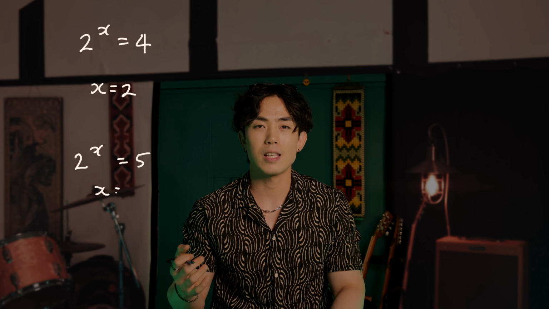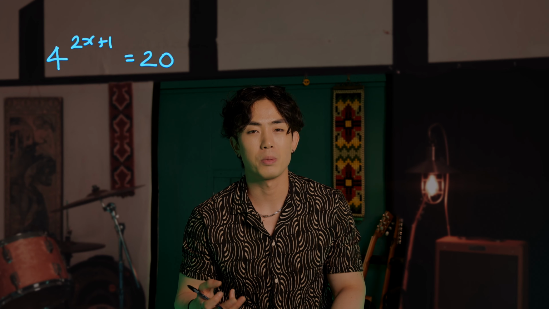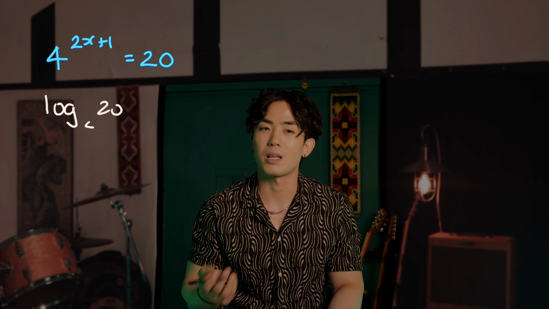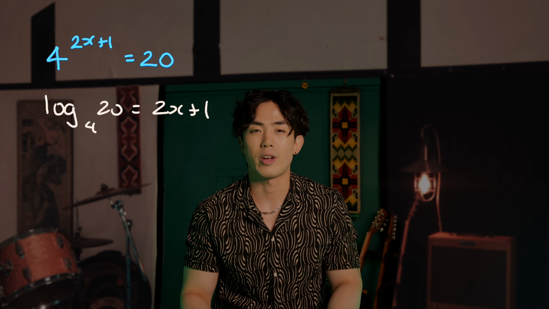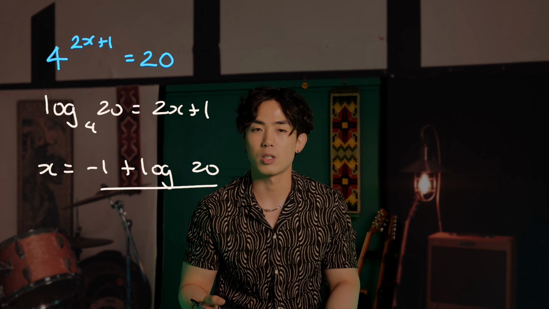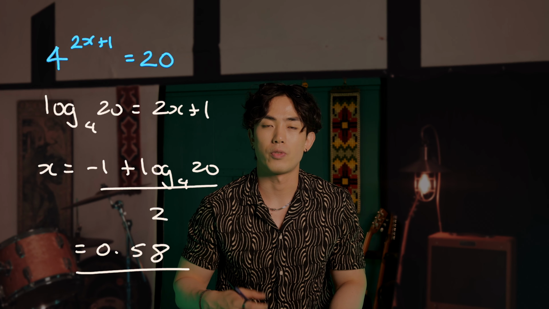But now let's say what happens if I say 4 to the power of 2x plus 1 is equal to 20. Well, once again, this should be fairly simple because I can rearrange it to, in log form again, log 20 to the base 4 is 2x plus 1, rearrange for x, so x is going to be minus 1 plus log 20 to the base 4, over 2, giving me 0.58. So that is everything we've done so far.